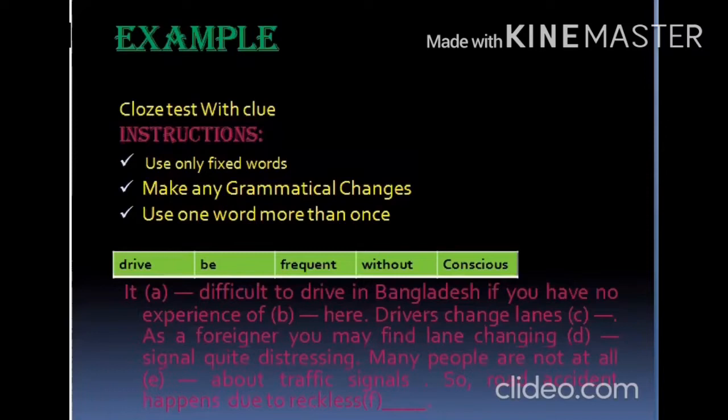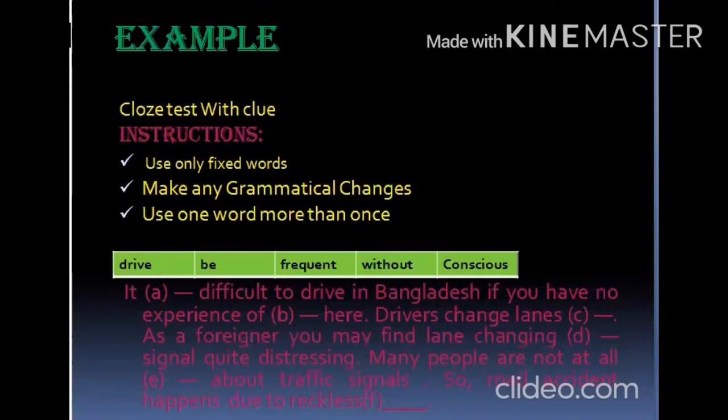Next, to make the idea clearer, I have brought a short example on cloze test with clue. Here I have written 3 instructions. First, use only fixed words. Second, make any grammatical changes. And lastly, use one word more than once. Because an instruction is given, how can you complete cloze test with clue?